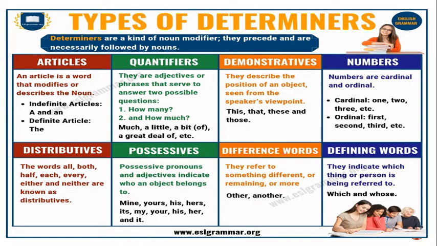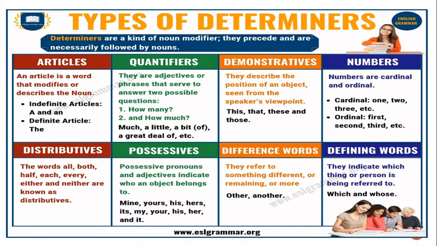So the determiners are a kind of noun modifier. They precede and are necessarily followed by nouns. An article is a word that modifies or describes the noun. There are different types of articles, indefinite and definite articles. Quantifiers are adjectives or phrases that serve to answer two possible questions: how many and how much.